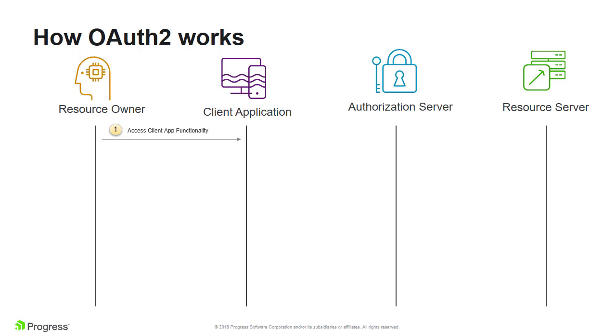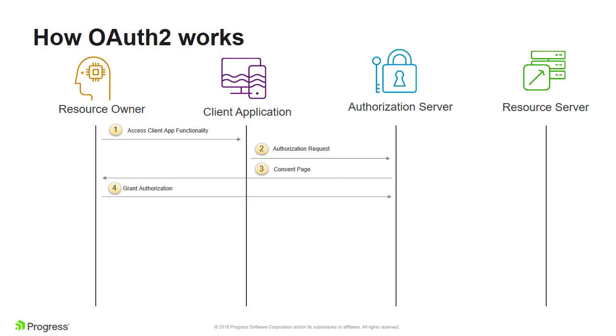Before it can access the resource, the client application needs to be authorized by the user. So it sends an authorization request to the user's authorization server. The authorization server authenticates the user either through single sign-on or via a login page and optionally displays an authorization request page or a consent page to the user. If the user grants authorization or consent, the authorization server sends an authorization code to the client application.